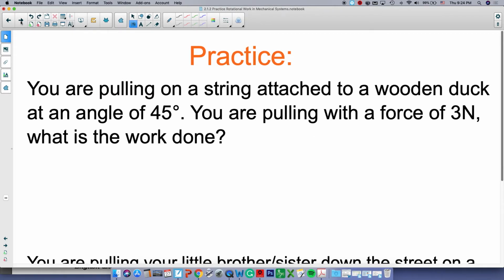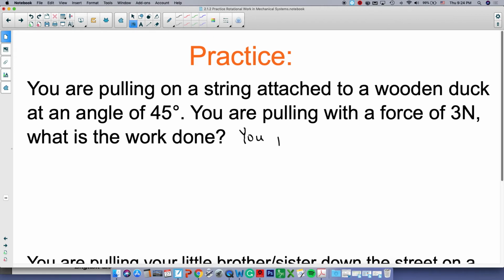So go ahead and give this one a shot. They're pretty easy once you know the formula. If you didn't know a formula, it might be kind of difficult. Okay, and we are missing a piece of information here. We need a distance.